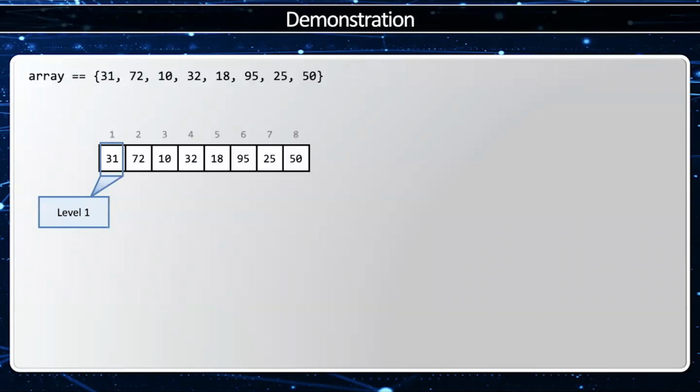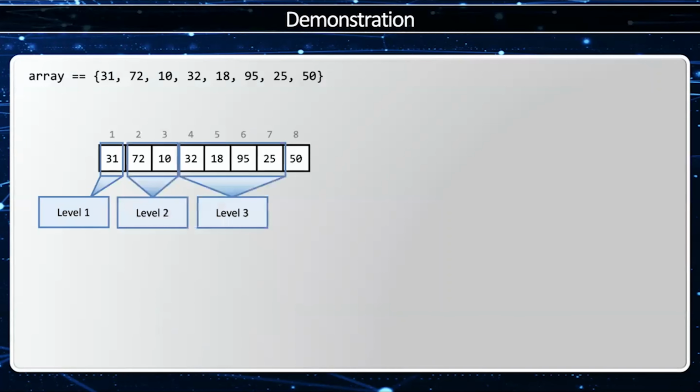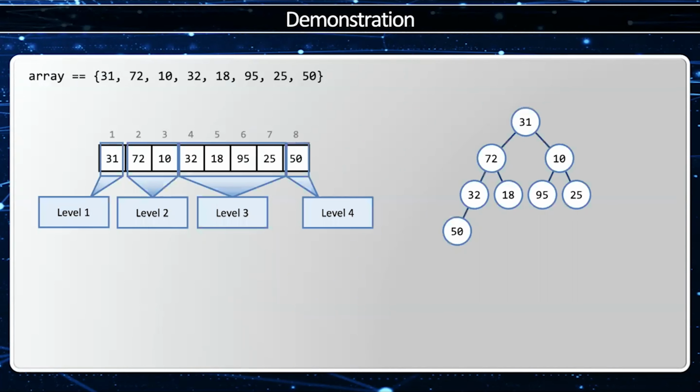So slot 1 corresponds to level 1 in my tree. Slot 2 and 3 correspond to level 2 in my tree. 4 through 7 are level 3, and there's only one element at level 4. And so the binary tree representation of this heap is as follows. Both the array and the binary tree representation are equivalent.